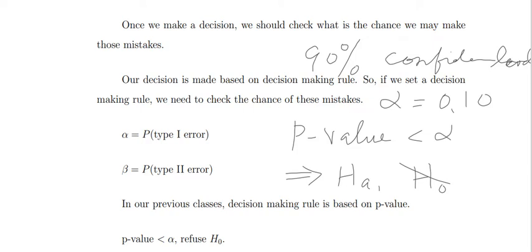So this alpha is the significance level. More precisely, the significance level is the probability of making a mistake. We have two mistakes, type 1 error and type 2 error. So now we can say more precisely, this alpha is the type 1 error. Alpha is the probability that we will make that mistake, type 1 error.